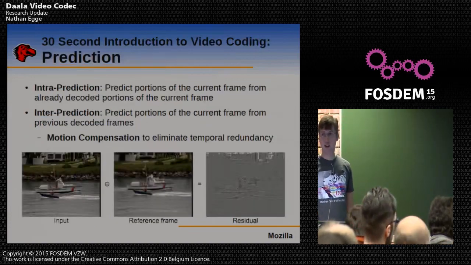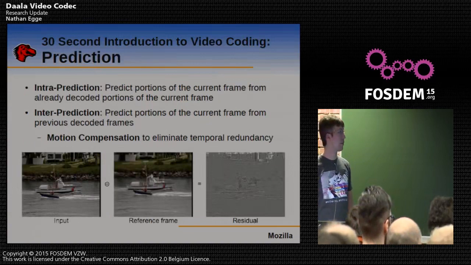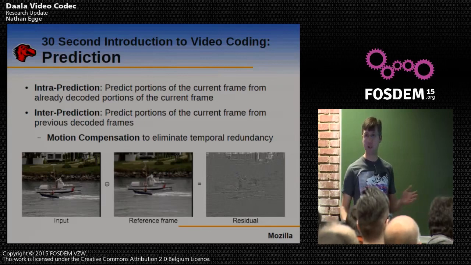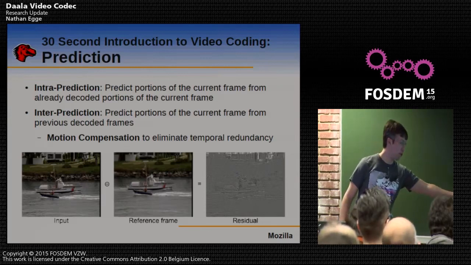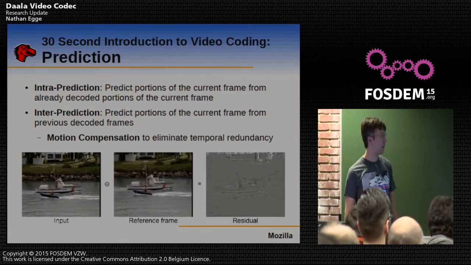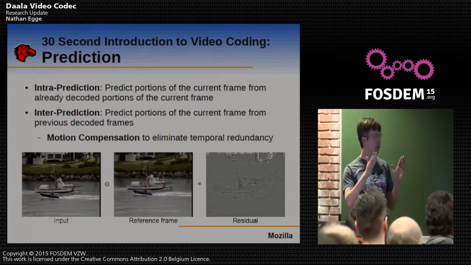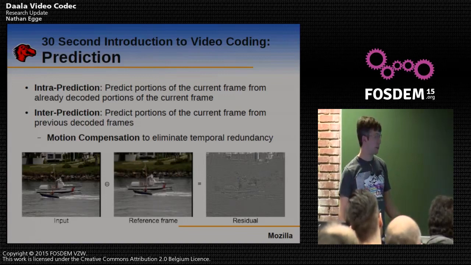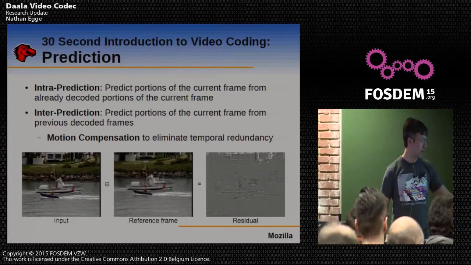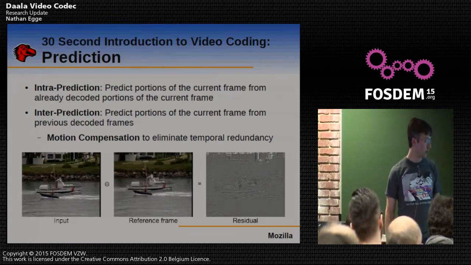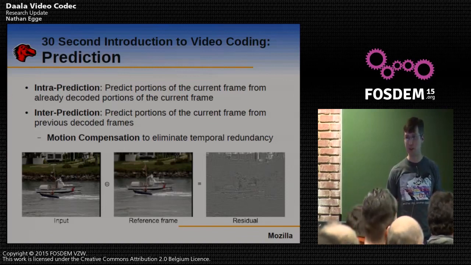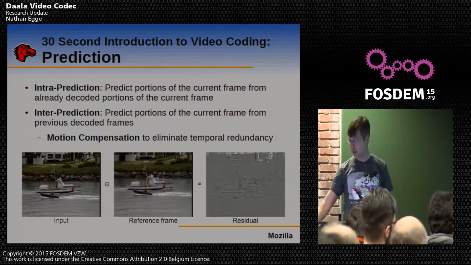And so prediction, there are two kinds of prediction in video codecs. There's intra-prediction, where you predict portions of the current frame from already decompressed portions of that frame. So lower in the frame, you can use references from above it. And then inter-prediction, where you use the decoded previous frame to predict the next frame. And here you can see, for this current frame, we've constructed a reference frame from the previous frames, and that's the residual. And there's significantly less information in the residual. And so that's how most video codecs get the bulk of their compression.